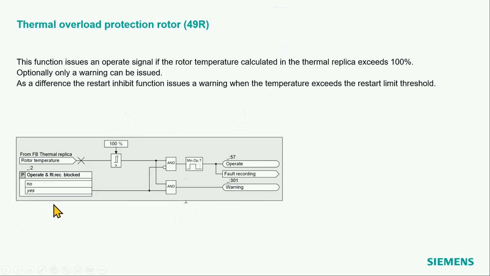Construction we have with all our functions, with a setting operate and fault record blocked. And if this is set to yes, then the operate signal will not go out and there will be no fault recording. You just get here a warning signal. If you say no, then you want to have the tripping signal, and then you get here this operate signal, which goes into the function group circuit breaker, and there is created a tripping signal.